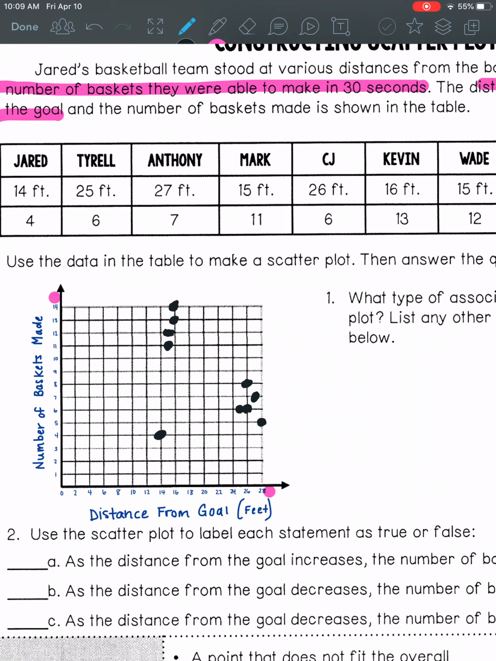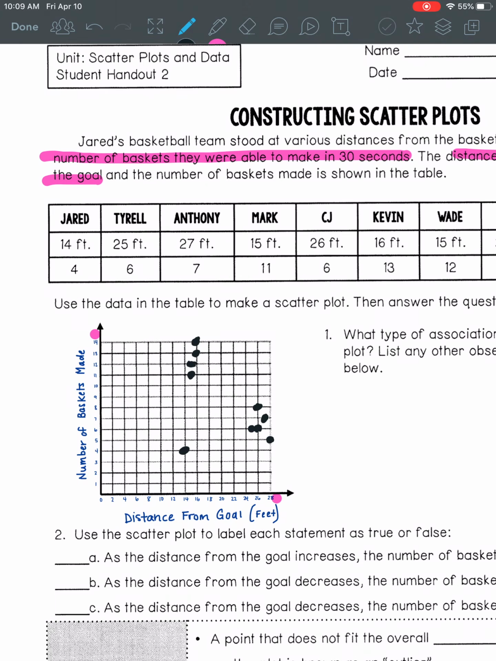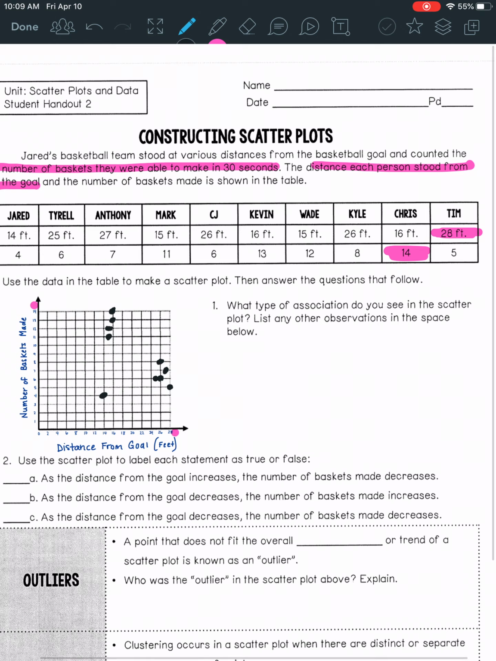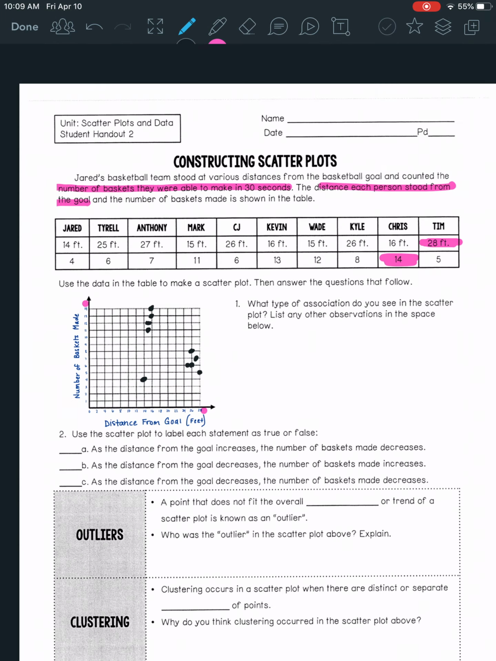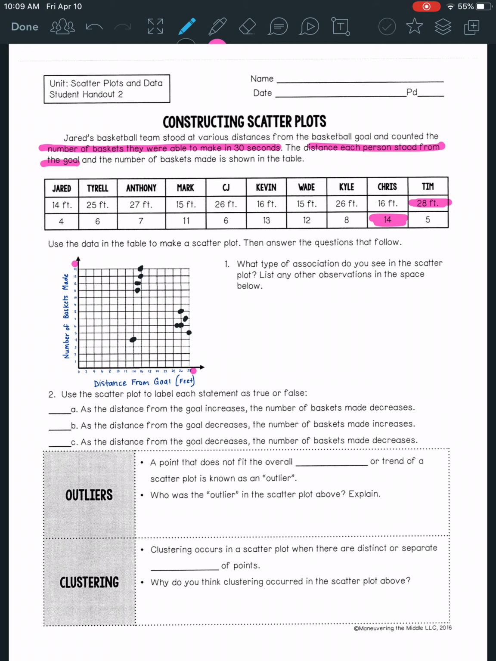So, let's see. How many people are on the team? 1, 2, 3, 4, 5, 6, 7, 8, 9, 10. I should have 10 little points then. 1, 2, 3, 4, 5, 6, 7, 8, 9, 10. So I know I plotted them all. So there's our scatter plot.